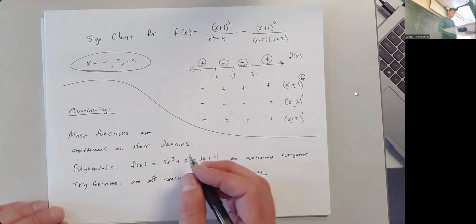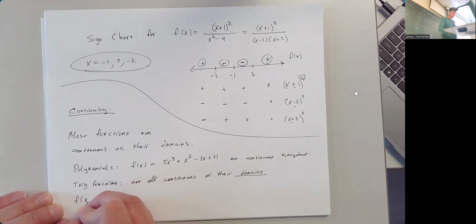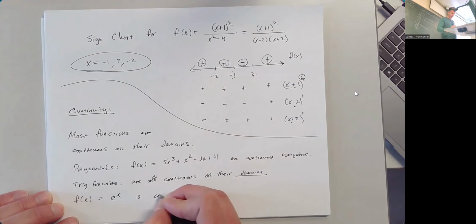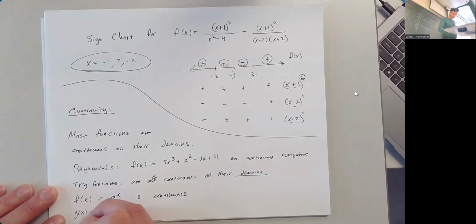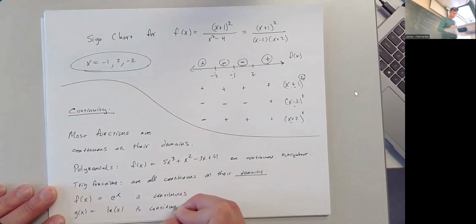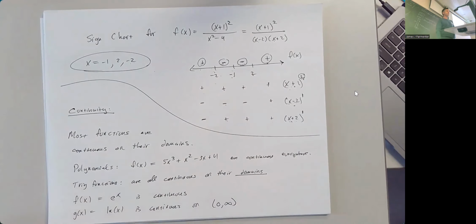A couple other fun functions. F of x equal to e to the x, everyone's favorite exponential function, is continuous everywhere. I'm just going to say is continuous. If someone says continuous and they don't say anything else, it means continuous everywhere. And g of x equal to the natural log of x is continuous on its domain, which is the interval from 0 exclusive to infinity. And again, I'll say this many times, most functions that are typical are continuous on their domains.